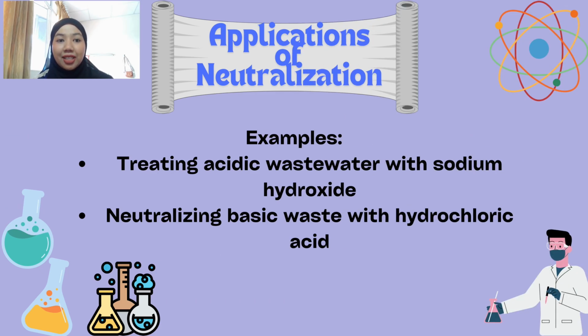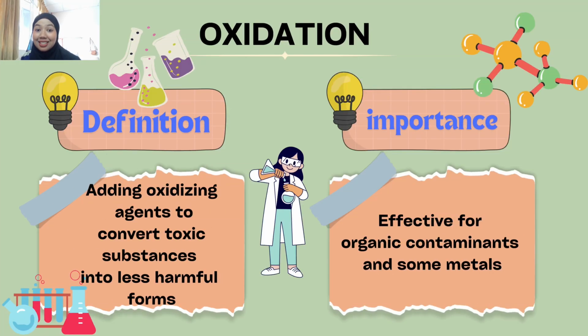Neutralization has several practical applications across various industries. For instance, acidic wastewater from industrial processes can be treated with sodium hydroxide to neutralize its pH, making it safer for discharge into water bodies. Conversely, basic wastes from certain manufacturing processes can be neutralized using hydrochloric acid. By adjusting the pH level before and after treatment, we ensure the waste is safer for disposal and less harmful to the environment. Next, let's discuss oxidation.